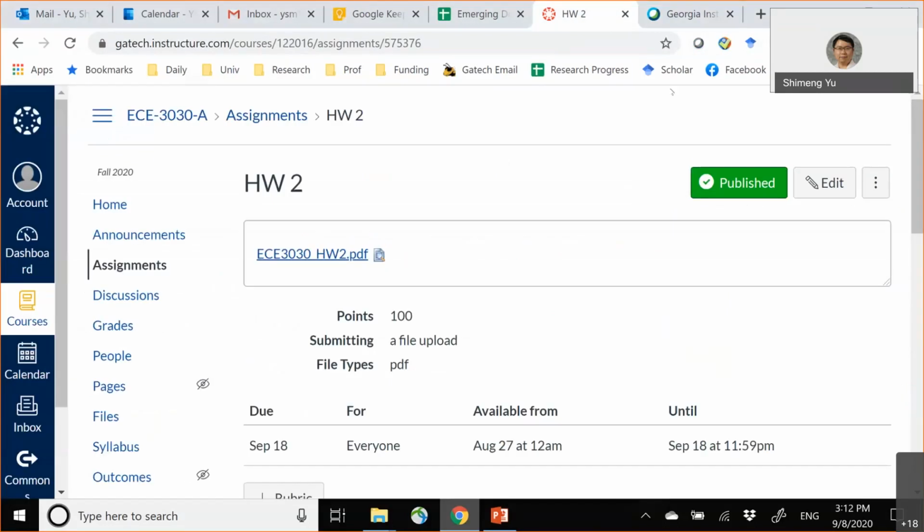And then the homework 2, as I said earlier, is posted, and you should be able to solve most of the questions except the last one. We are going to discuss that in the lecture on Thursday.